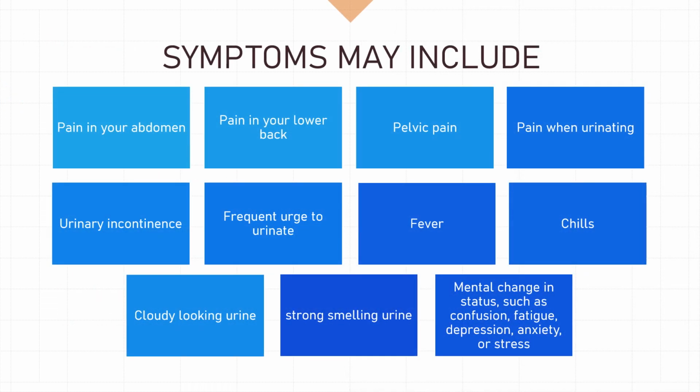Symptoms may include pain in your abdomen, pain in your lower back, pelvic pain, pain when urinating, urinary incontinence, frequent urge to urinate, fever, chills, cloudy looking urine, strong smelling urine, mental change in status such as confusion, fatigue, depression, anxiety, or stress.